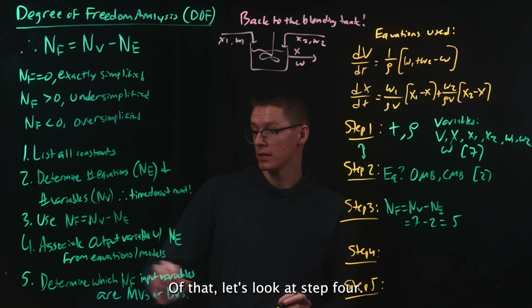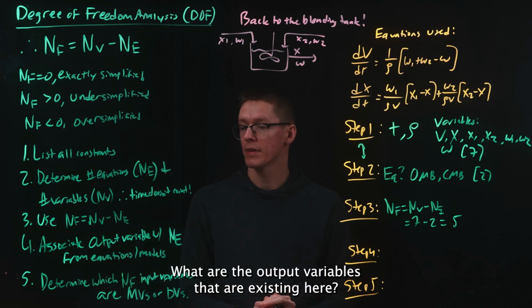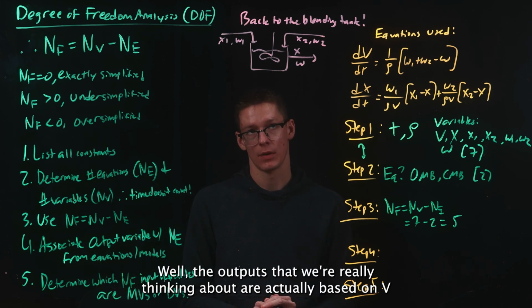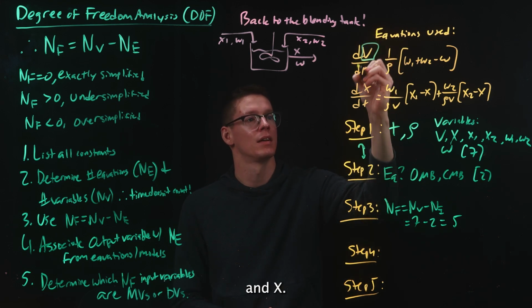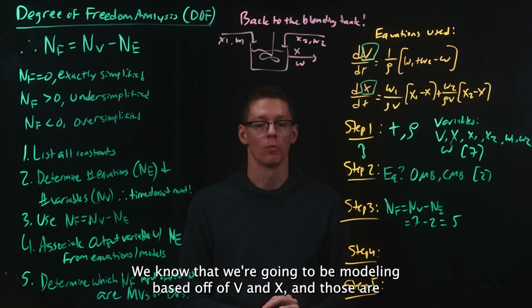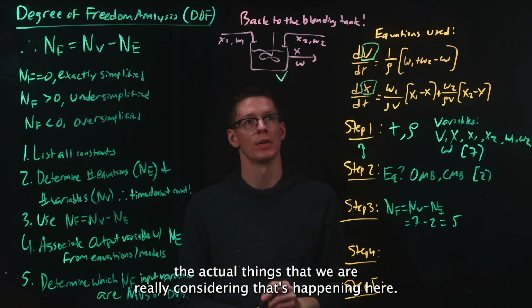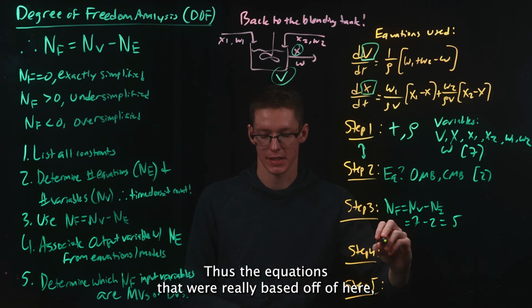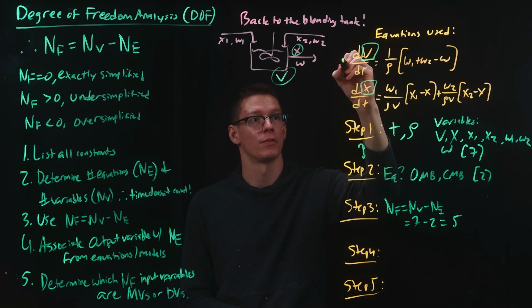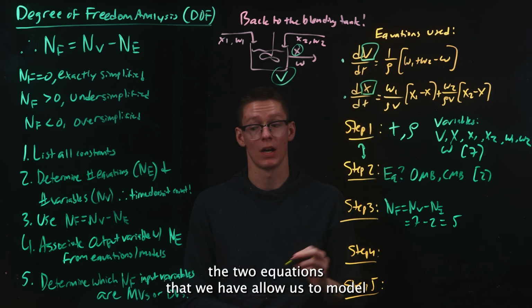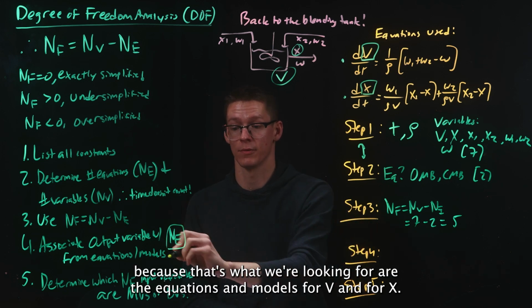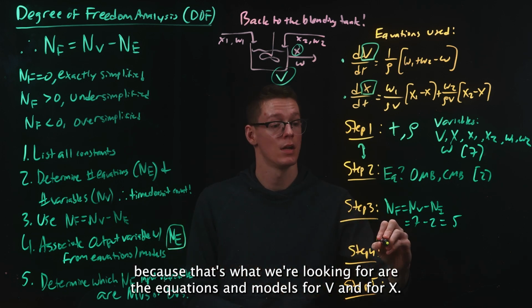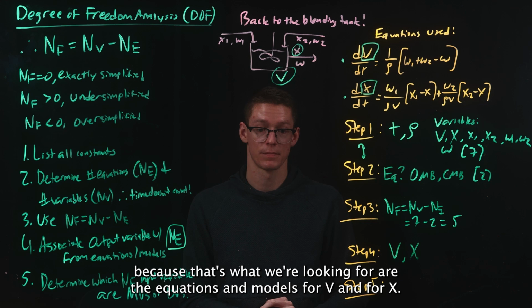Let's look at step 4. What are the output variables that exist here? Well, the outputs that we're really thinking about are based on V and X. We know that we're going to be modeling based off of V and X, and those are the actual things that we're really considering when looking at these two together. Thus, the 2 equations that we have allow us to model, because that's what we're looking for, the equations and models for V and for X.